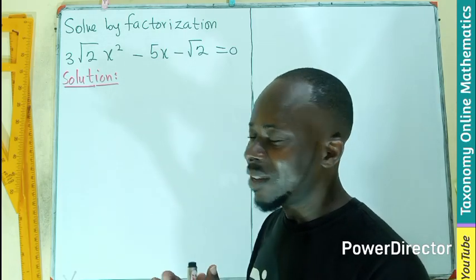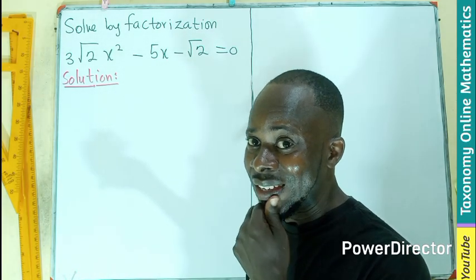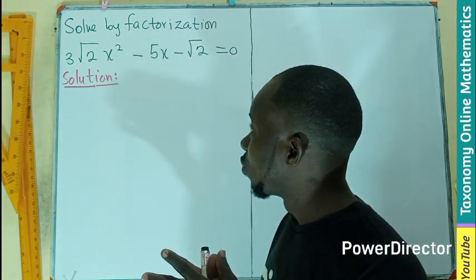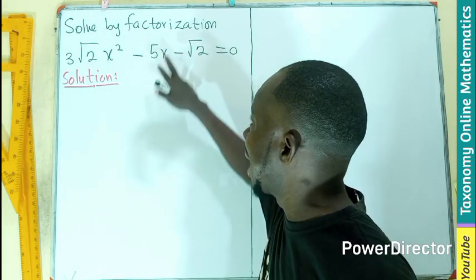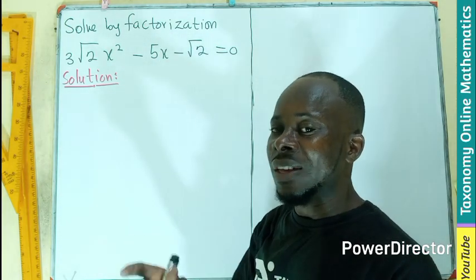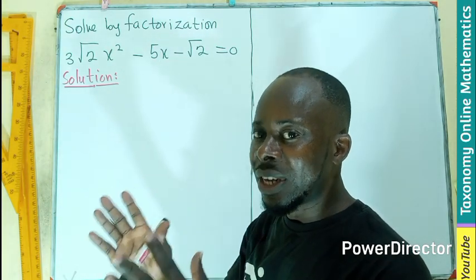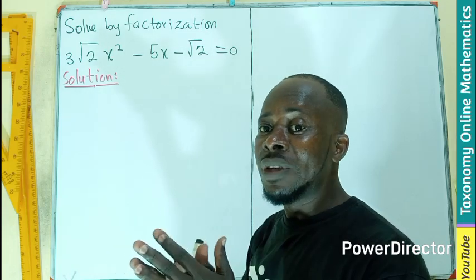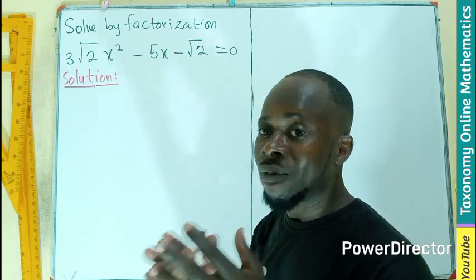Now, questions of this nature sometimes pose challenges. So the best way to solve it, in this case, we are asked to solve it under factorization. We can do completing the square. It can also be solved using the quadratic formula.